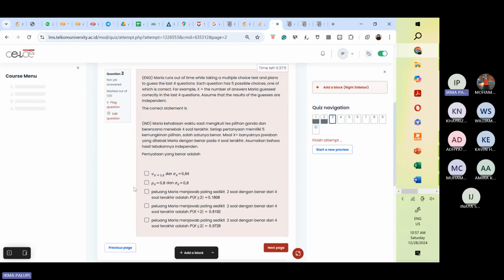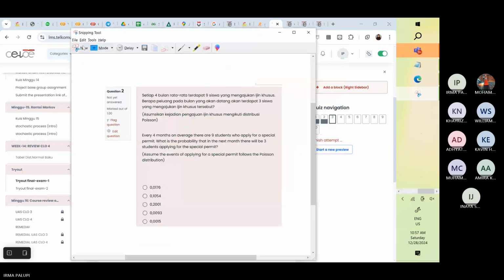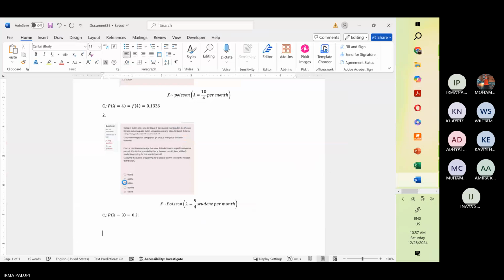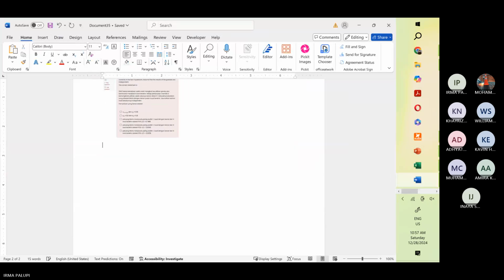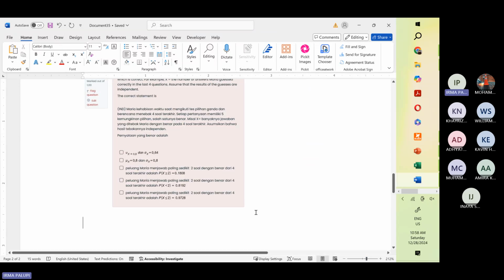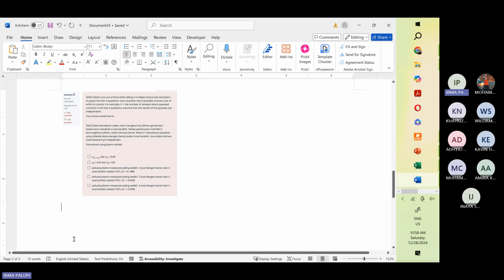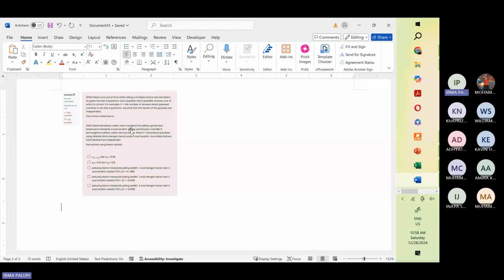Okay, and for question number 3. Maria runs out of time while taking a multiple choice test and plans to guess the last 4 questions. Each question has 5 possible choices, one of which is correct. Let X be the number of answers guessed correctly in the last 4. Assume that the guesses are independent. So in this case, we are not given the clue for the distribution, right?